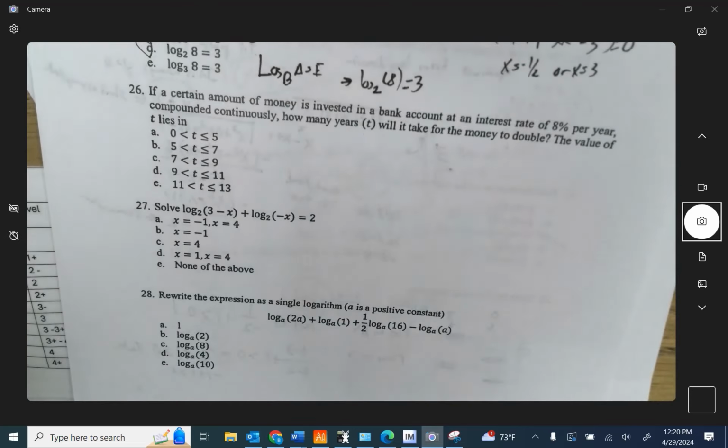26. If a certain amount of money is invested in a bank account at an interest rate of 8% per year compounded continuously, how many years will it take for the money to double? The value of t lies between what and what? Interesting. You probably will not see this.